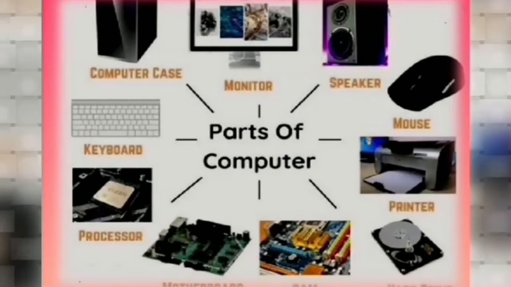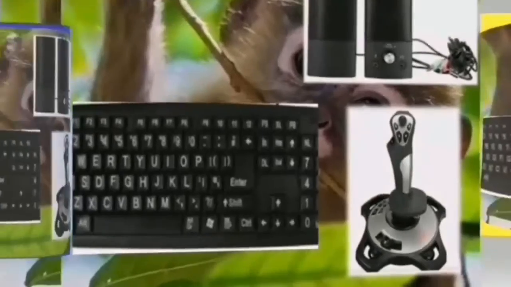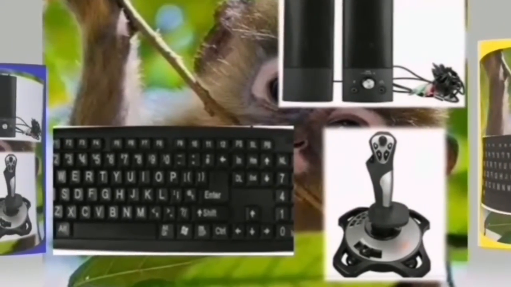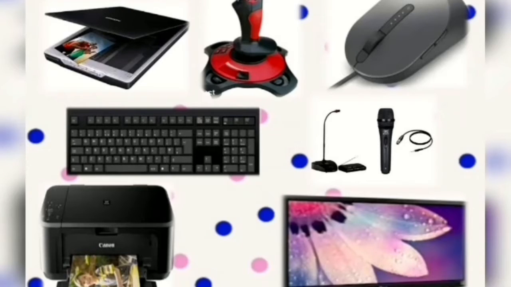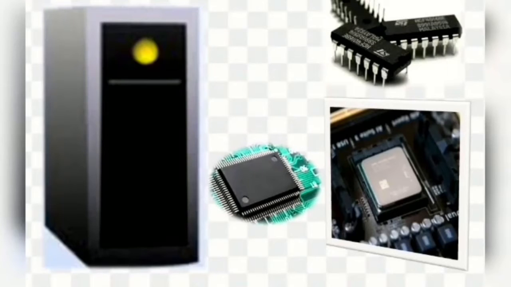All the physical components like CPU, mouse, monitor, keyboard, speaker, joystick, etc. are called hardware. This hardware is divided into three different components. They are input-output unit, processing unit, and storage unit.